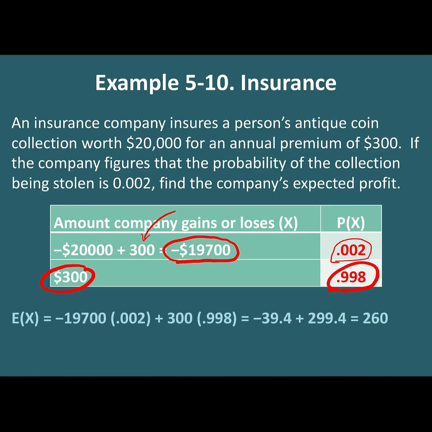What we do here is we multiply the potential loss times the probability and add it to the potential gain times its probability. Here we get negative 39.4 plus 299.4, giving us a total of 260. Notice that's a positive result. Therefore, their expected value is $260. That is, the insurance company expects to gain $260 from this transaction.